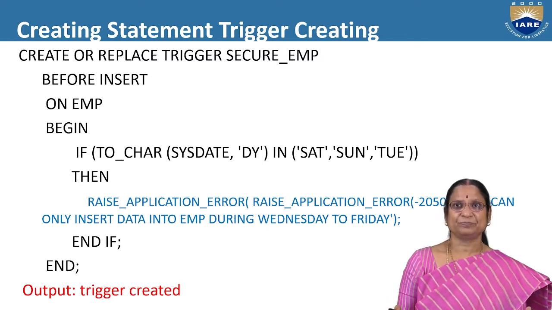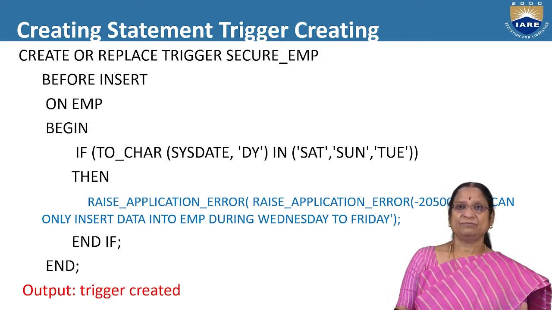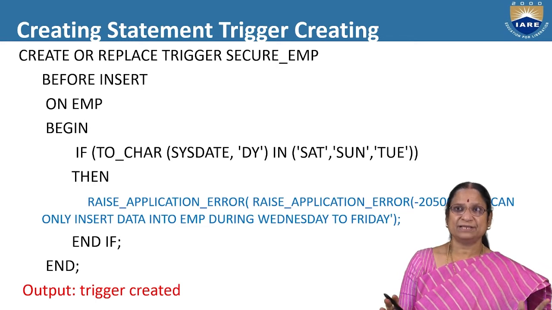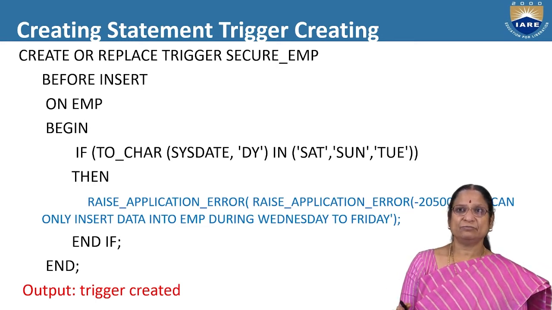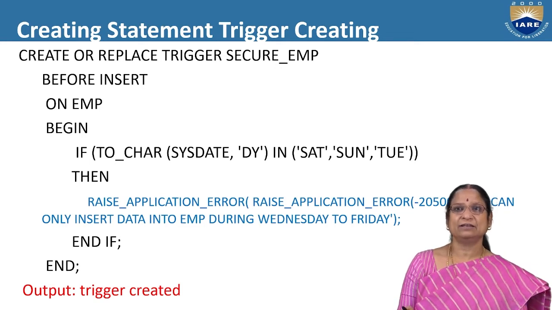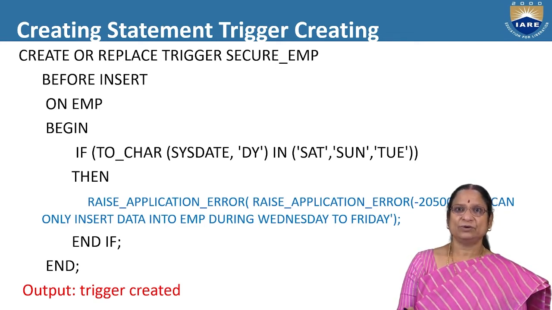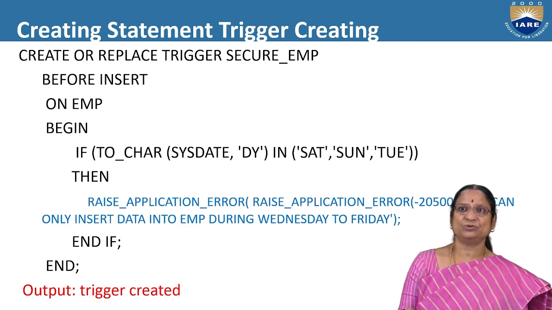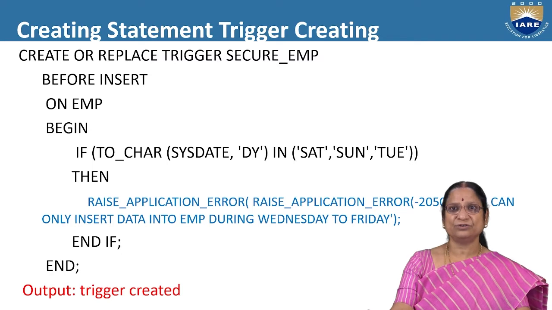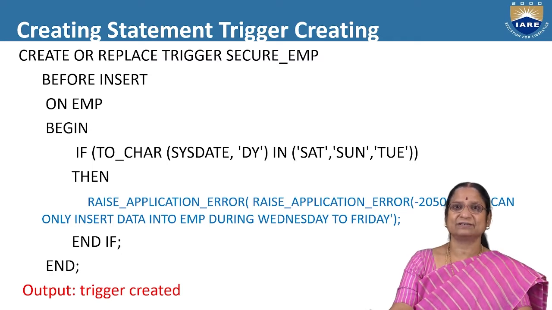Let us assume that today is a Tuesday. Then, if we would like to insert data into the table, it won't allow. It will raise an error that you cannot insert data into EMP except during Wednesday to Friday. Only you can insert during Wednesday to Friday. So, Tuesday you cannot insert.